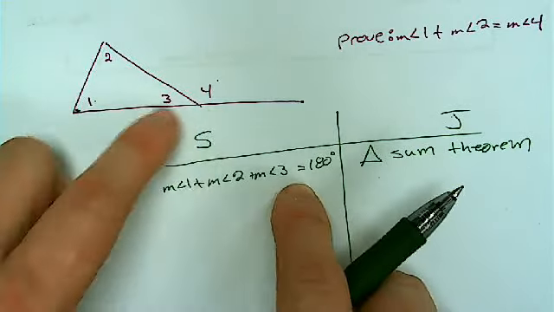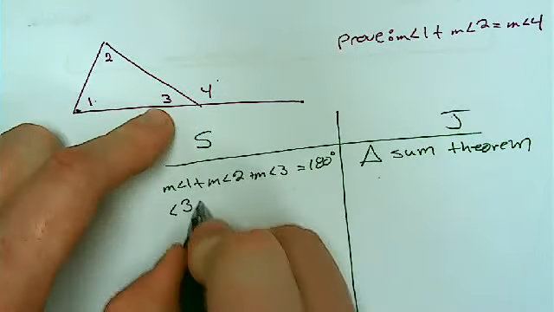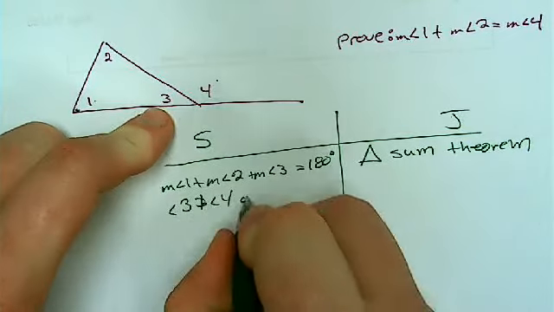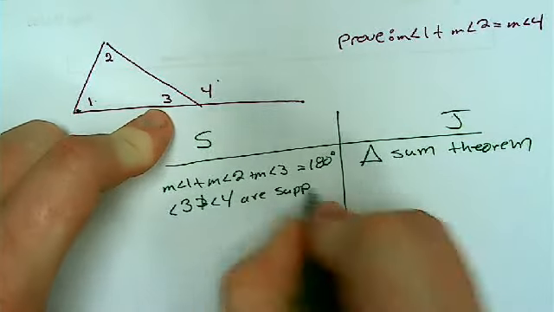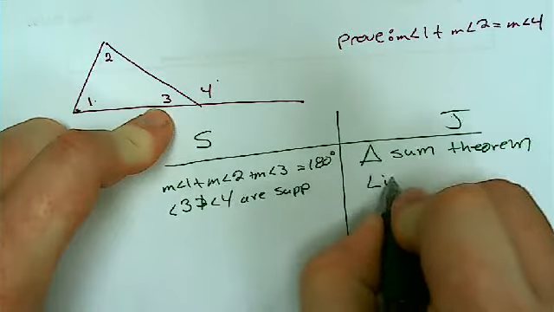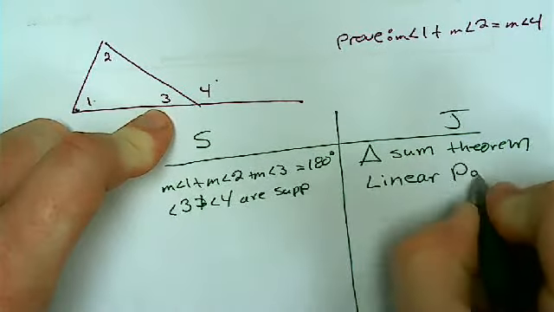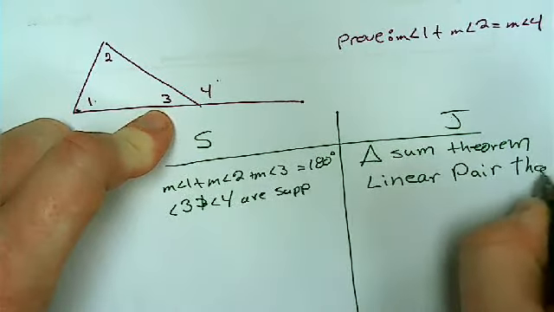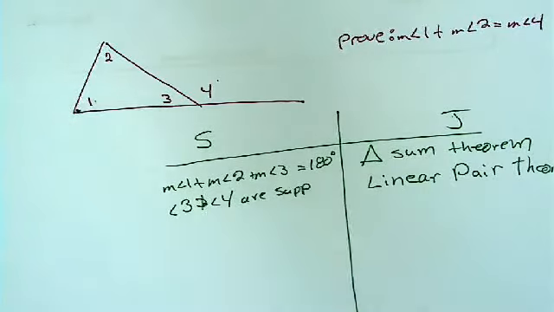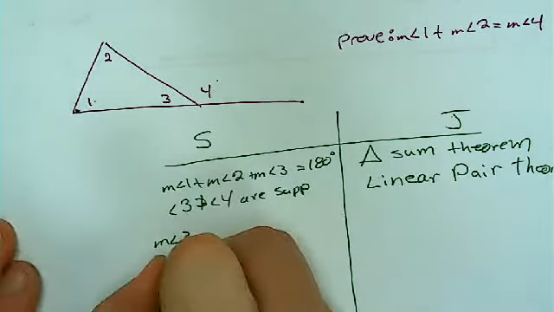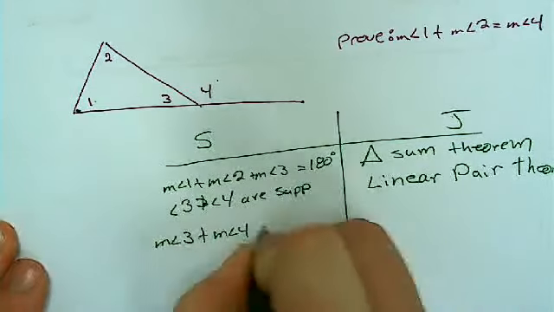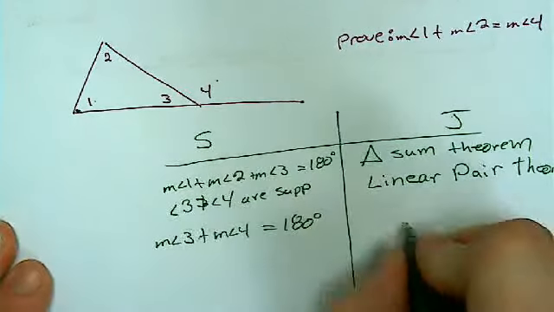If 3 and 4 are supplementary, so angle 3 and angle 4 are supplementary, that's by the linear pair theorem. What do I know about them? Forget everything else I've said. Just boom. 3 and 4 are supplementary. What's the next logical thought? Exactly. Measure of angle 3 plus measure of angle 4 equals 180. That's by the definition.